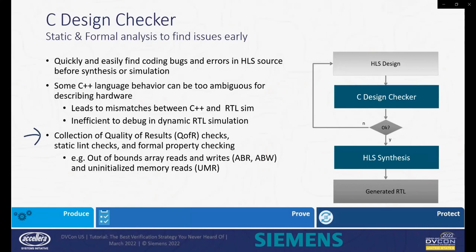There are also a number of static lint type checks, as well as a number of deep formal based checks. And examples of the formal checks are out-of-bounds array reads and writes, ABRs and ABWs, as well as uninitialized memory reads, or UMRs, any of which may result in mismatches between your pre-HLS design behavior and the resulting RTL. Thus, let's get them identified and resolved early on in the HLS design process.